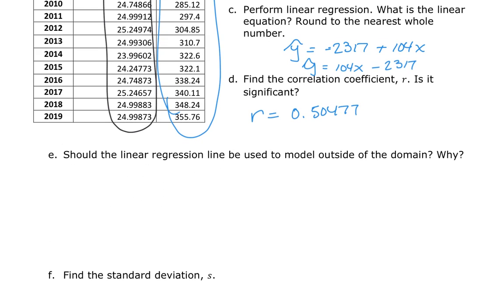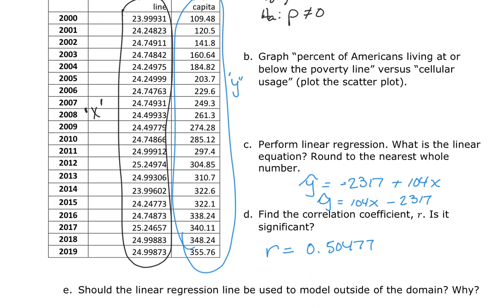Should the linear regression line be used outside of the domain? And the answer is it could. But if you do, you want to use a little bit of a grain of salt. It's not actually ideal to use it outside of the domain. And you're like, what the heck is the domain? Well, the domain is the fact that I start here at the percent of 23.9 or 24% to basically 25%. So if I am trying to predict outside of a percent of Americans that are below 23.99 or 24%, or above 24.99 or 25%.